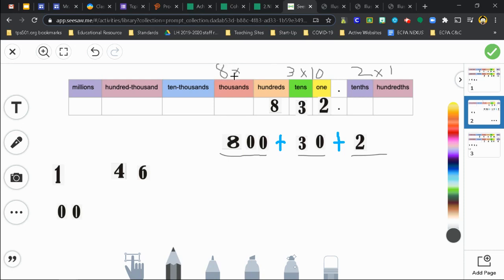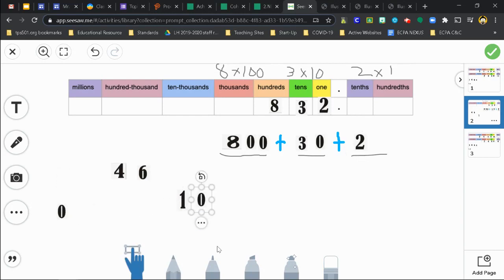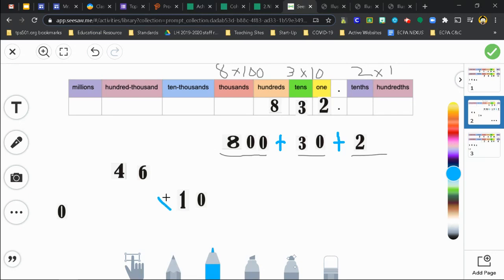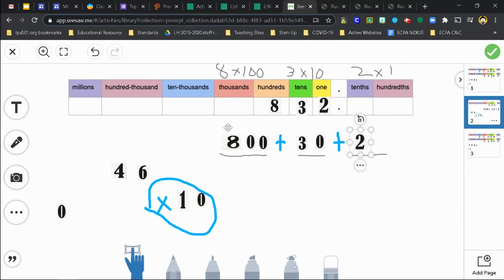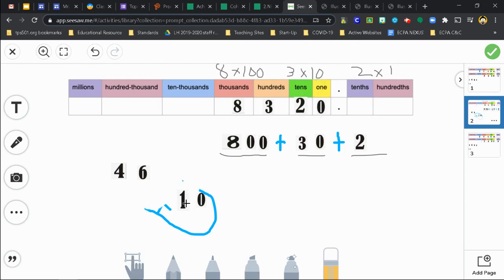Let's put that eight over here. Eight times 100. There's 8 100s. There's three tens and two ones. Now, what if we took this number and we multiplied it by 10? Well, you might know that trick that I know, Mr. Anderson. When you multiply something by 10, all you do is you add a zero at the end. In this case, this would bring the number 832 to 8,320.